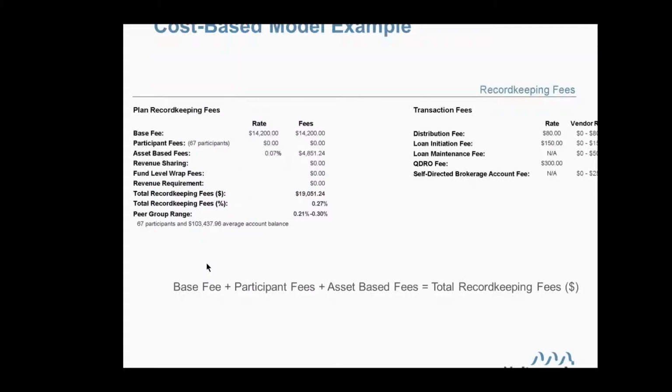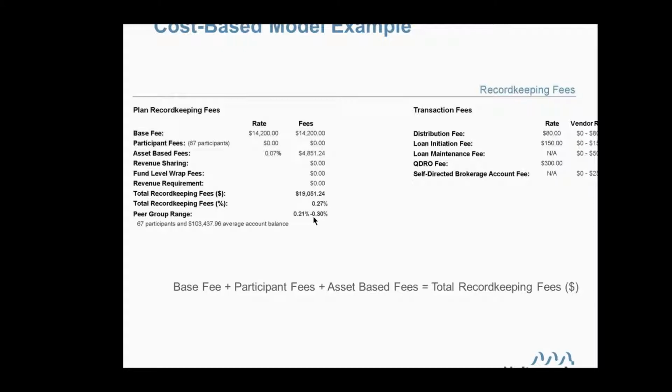Here's a benchmarking report for the cost-based model. So I'll point out a few things here. Up here we have our base fee, $14,200. There are no participant fees, but there could easily be a $10, $20, or $30 per participant fee. And there is an asset-based fee of 0.7%. Down at the bottom, we'll see base fee plus participant fee plus asset-based fees equals the total record-keeping fees. So what we can see here in the matrix is all these fees add up to $19,051. That ends up being 0.27% of plan assets.